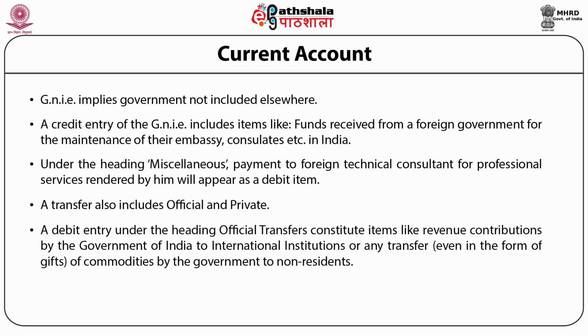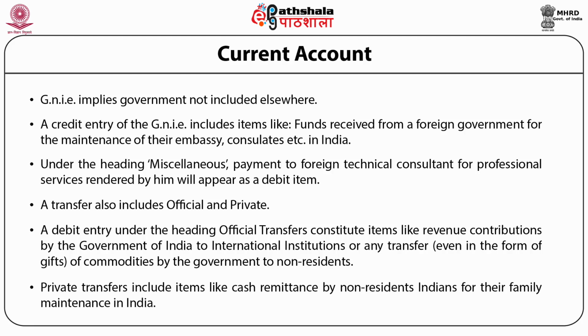A debit entry under the heading Official Transfers constitute items like revenue contributions by the Government of India to international institutions, or any transfer, even in the form of gifts, of commodities by the government to non-residents. Private transfers include items like cash remittance by non-resident Indians for their family maintenance in India.